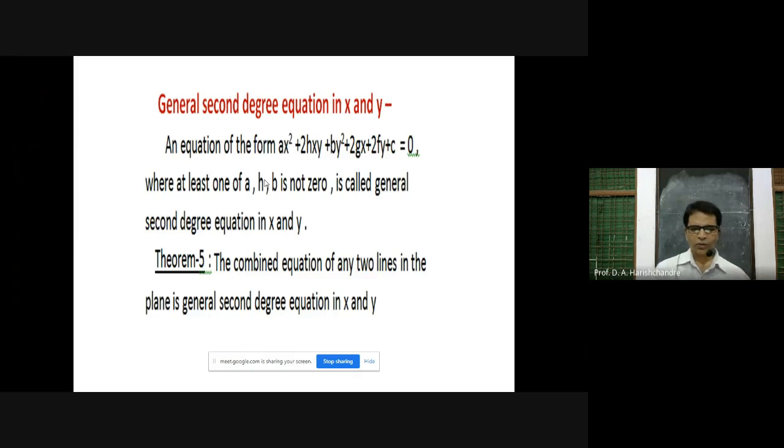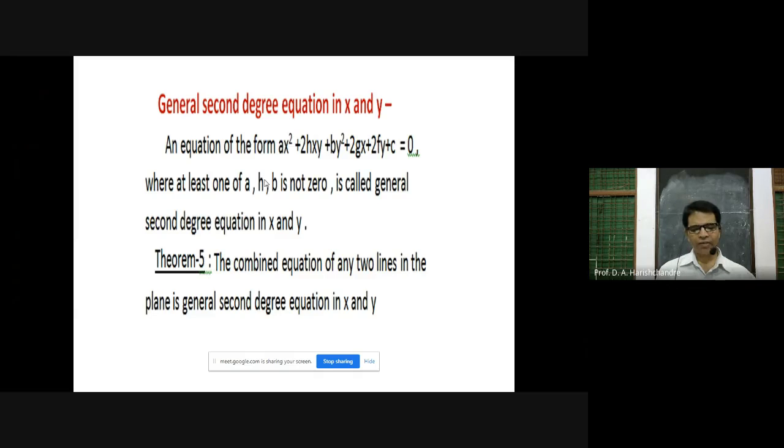Now, depending on this title, let us discuss one theorem. Theorem number 5. The combined equation of any two lines in the plane is a general second degree equation in x and y. The combined equation is the same thing as the joint equation. Now, the same kind of theorem we have already discussed in the previous part of this topic. The only difference is that at that time the lines were passing through the origin, and here that condition is removed. Now you can take any two lines in the plane, and we have to take their joint equation.